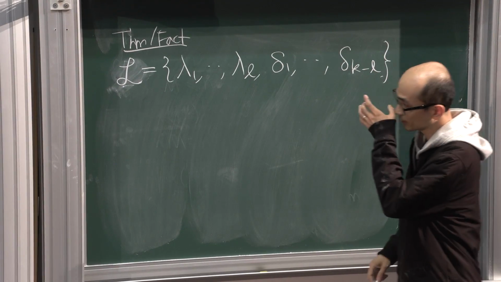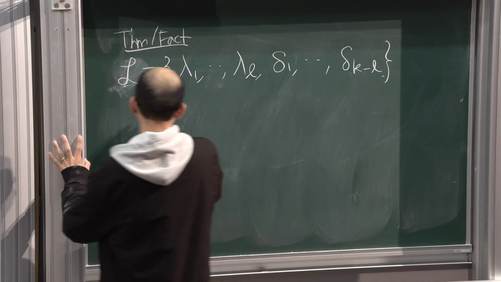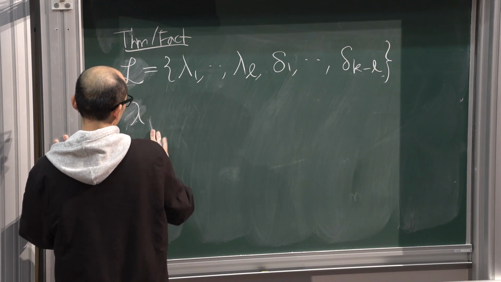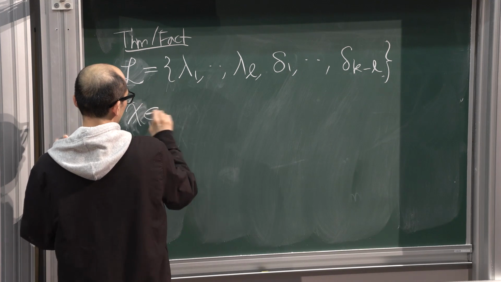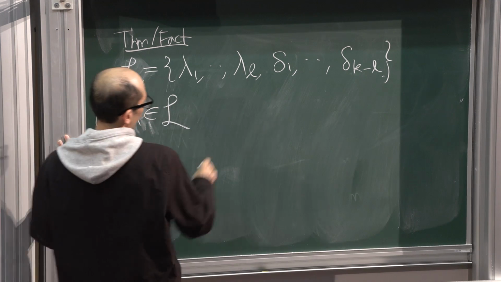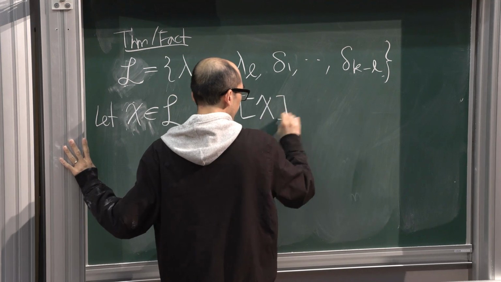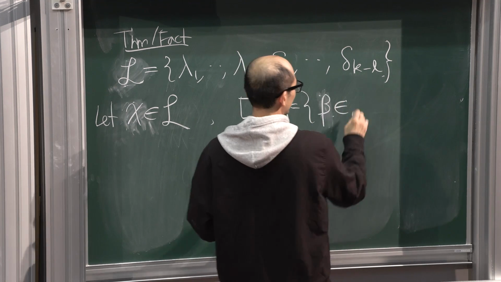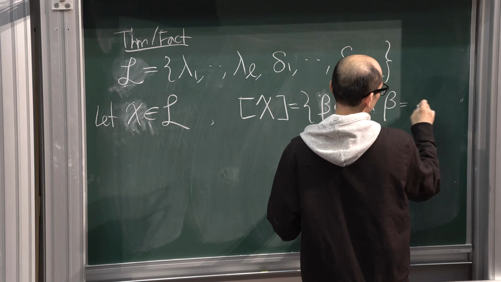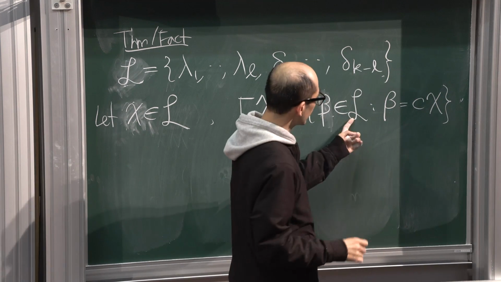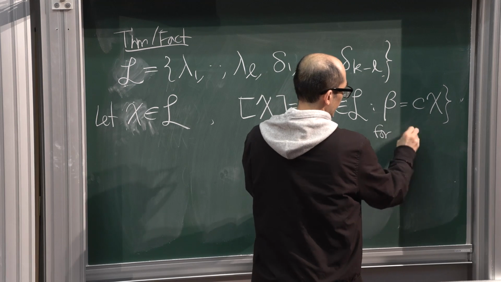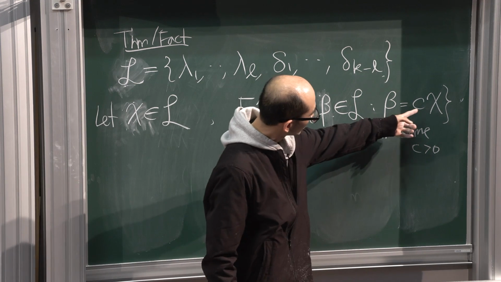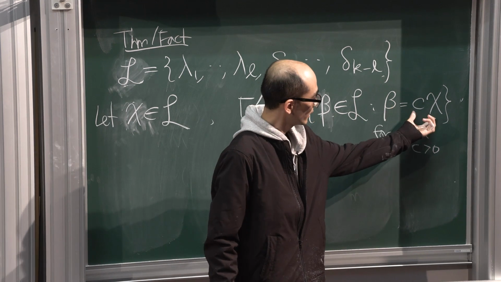This is called the Lyapunov spectrum. And now let's say we choose chi inside L, and define chi as the set of lambda inside L, or beta inside L, such that beta is positively proportional to chi. They are linear functionals. You can multiply by some positive number, and this is still a linear functional.